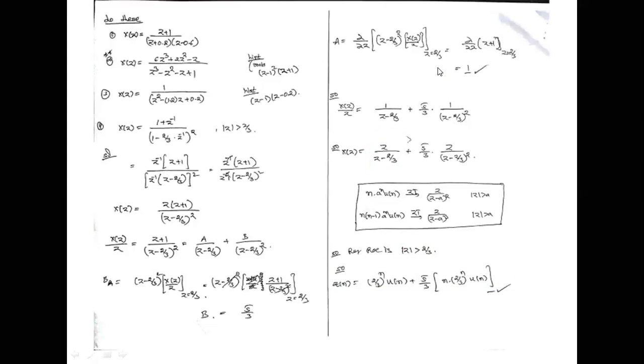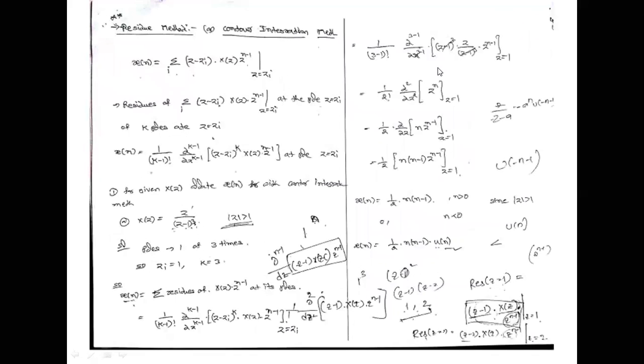So next, let's go for another example. You completed the second method, the partial fraction expansion method. The first method we already discussed: the long division method, or the power series method. The second method we discussed just now, the partial fraction method. And the next method is the residue method, or contour integration method.